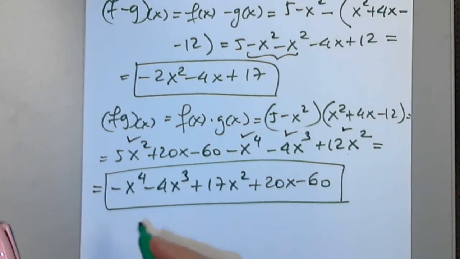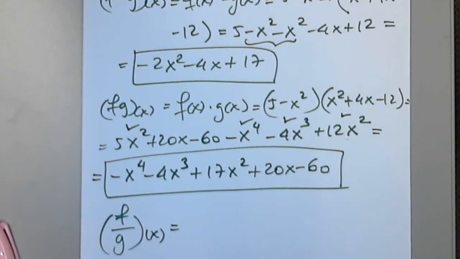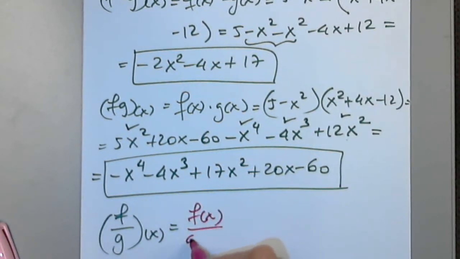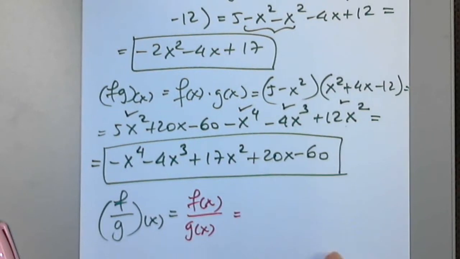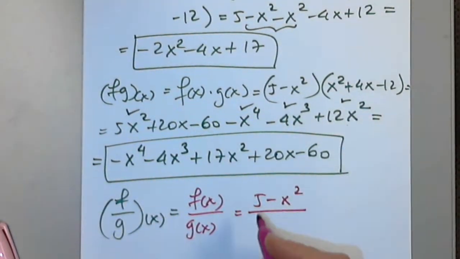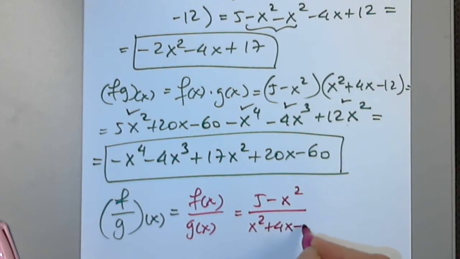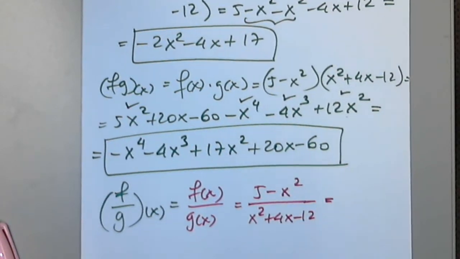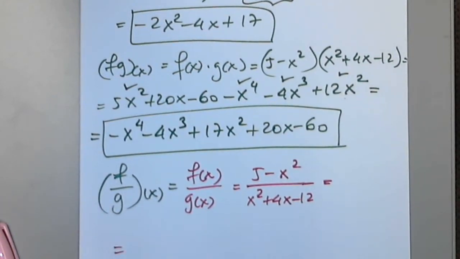Good. So now finally we reached f over g of x. I have to write a definition. What is the definition for this? F of x over g of x. Indeed. I copy 5 minus x squared and divide by x squared plus 4x minus 12. And as you see, I already put the equal symbol. Where am I getting at? What am I trying to do next?